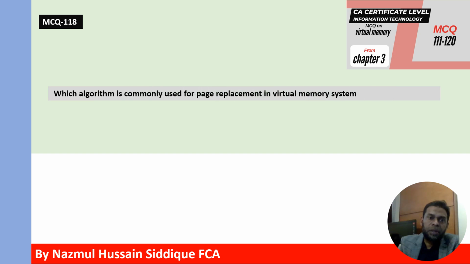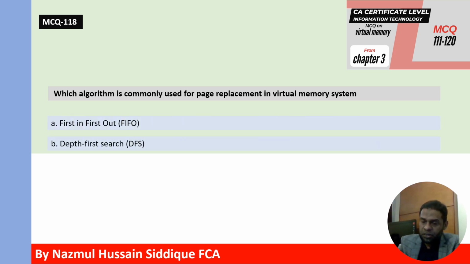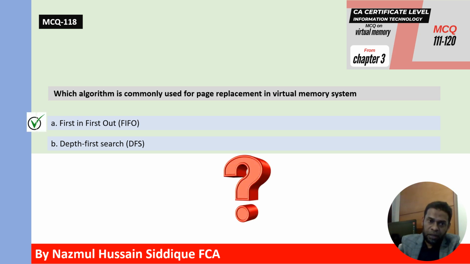Next question. Which algorithm is commonly used for page replacement in virtual memory systems? First in, first out, FIFO, or depth first search, DFS? Both are algorithms, but which is commonly used for page replacement? The correct answer is A. First in, first out, FIFO, is commonly used for page replacement in virtual memory systems.